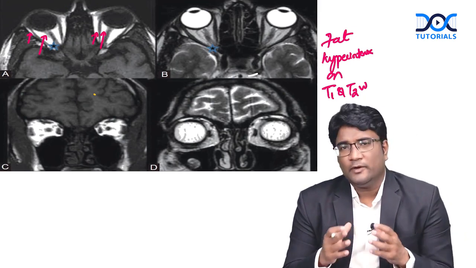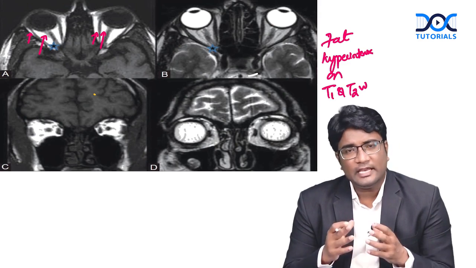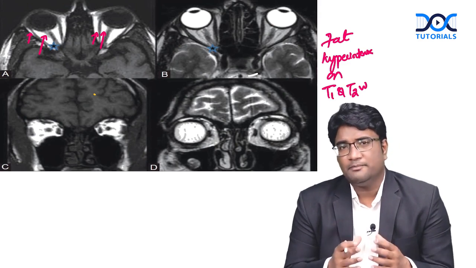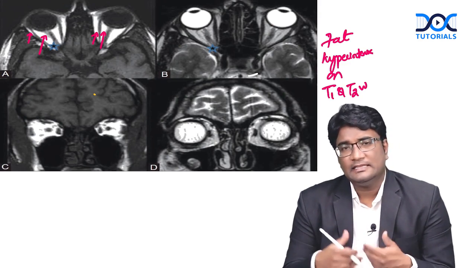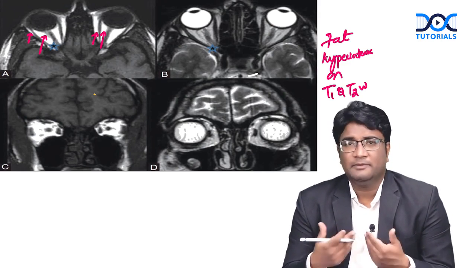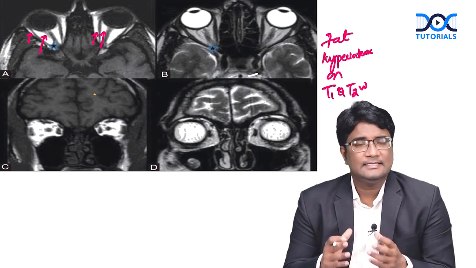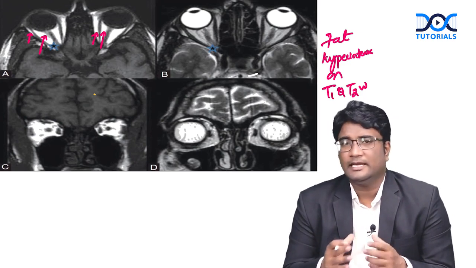And that is why when you are imaging the optic nerve to look at the inflammation or edema of the optic nerve, it is important that you suppress the surrounding fat. Only if you suppress the fat, the inflammation or the edema of the optic nerve will appear very clearly to you. And that is the reason we use fat suppressing sequences in MRI.